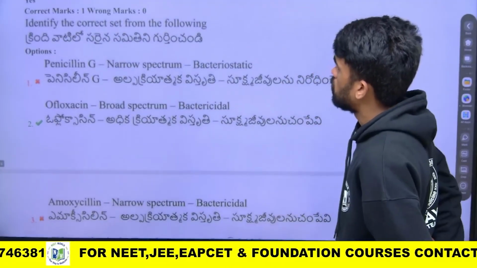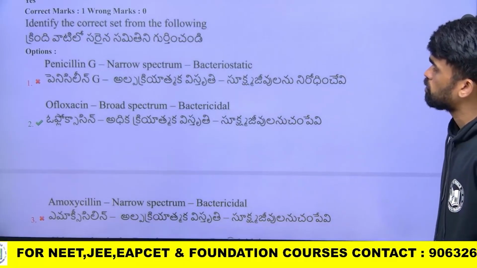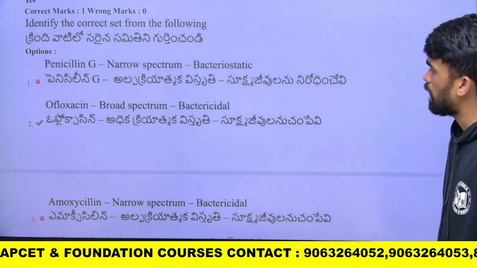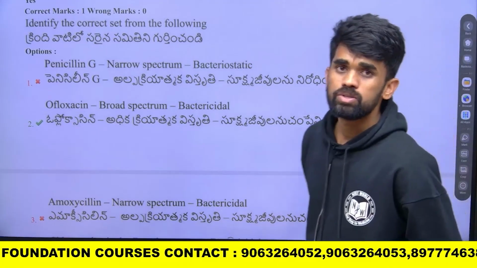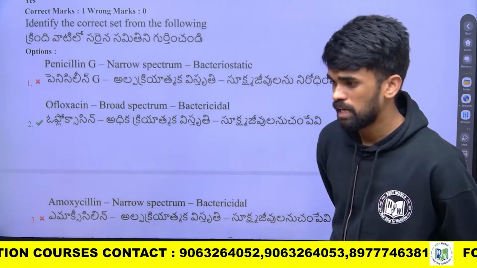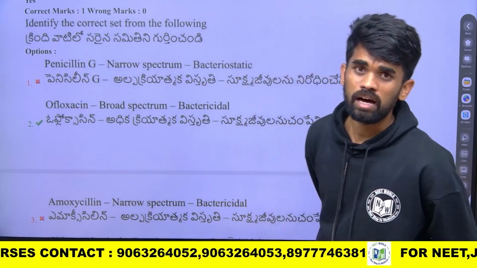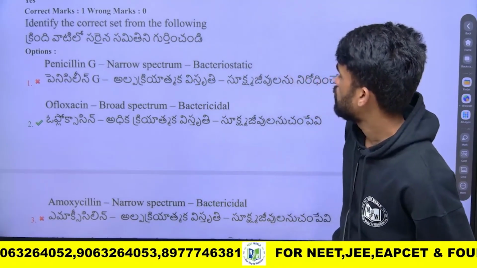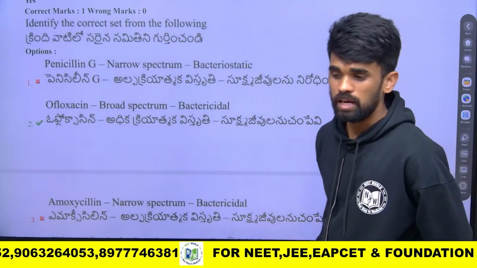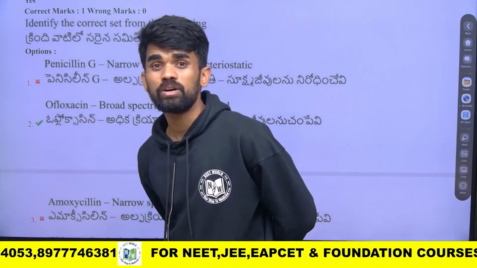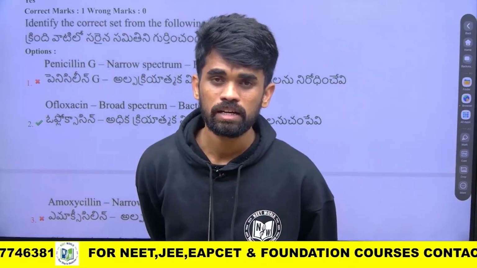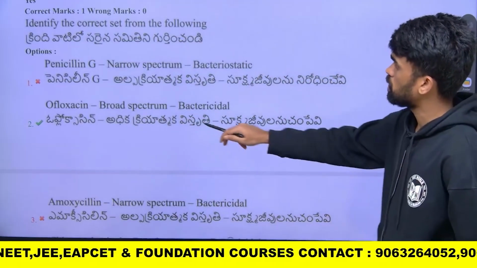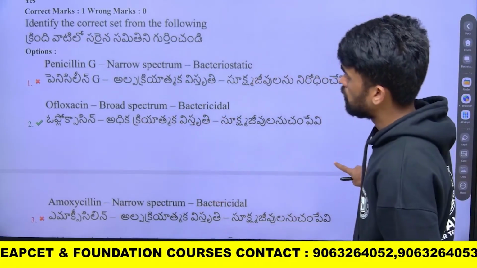Next, identify the correct set from the following. So ofloxacin, which is a broad spectrum and bactericidal. Bactericidal means what? It has both effects, killing bacteria and also inhibiting the growth of that bacteria. Okay, so that is what we can say bactericidal. But bacteriostatic means it will just inhibit the growth of bacteria but not kill it, right? So ofloxacin having correct explanation here. So both are correct. Okay, so you can go with option number 2.